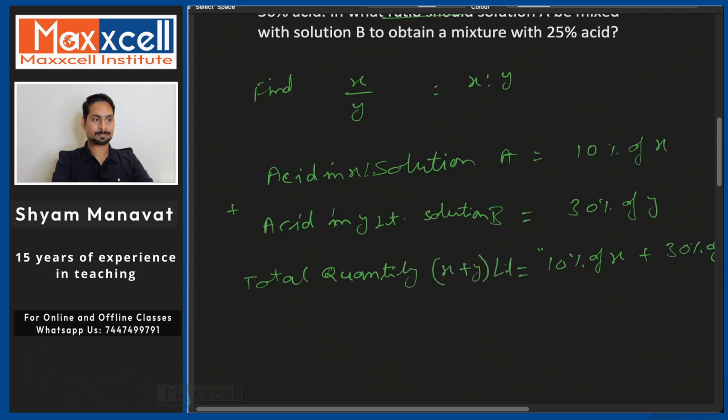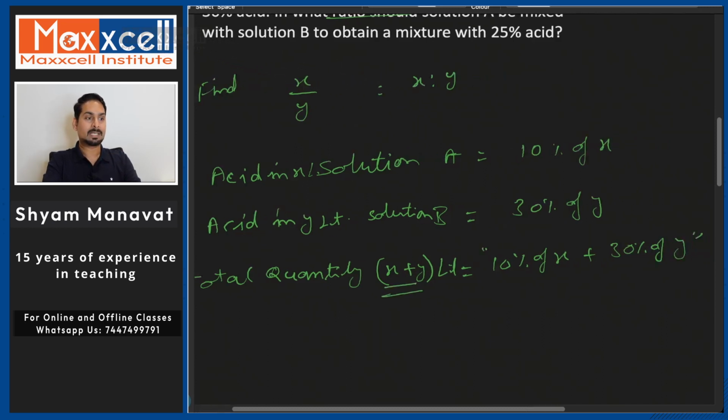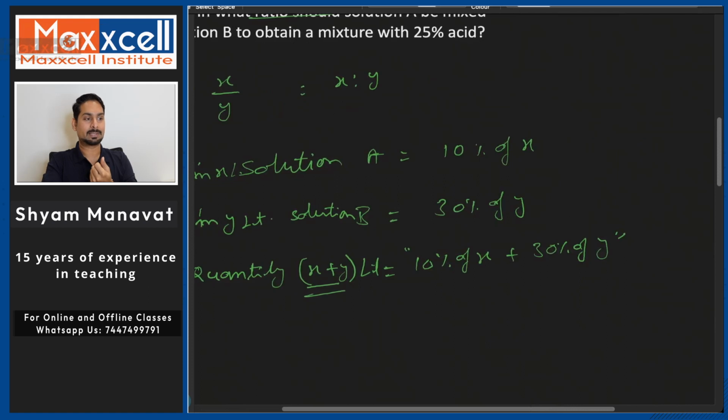Are you getting this or not? First solution we have assumed X liters. In X liters of solution, the acid quantity is 10% of X, because it is 10% concentrated. In the second solution, which is Y liters of solution B, it is 30% of Y, because the concentration of solution B is 30%. If I add these two, I get the total solution quantity X plus Y liters, in which the total acid quantity is 10% of X and 30% of Y.